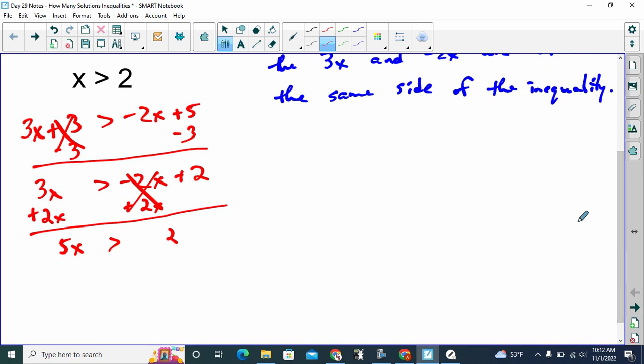We do have one more step we need to complete. I have 5 times x is greater than 2. I undo multiplication with division. Divide both sides by 5. X is greater than 2 divided by 5. That doesn't come out even. I can't reduce it. There's nothing I can divide 2 and 5 by. I just leave it as 2 over 5. X is greater than 2 over 5.